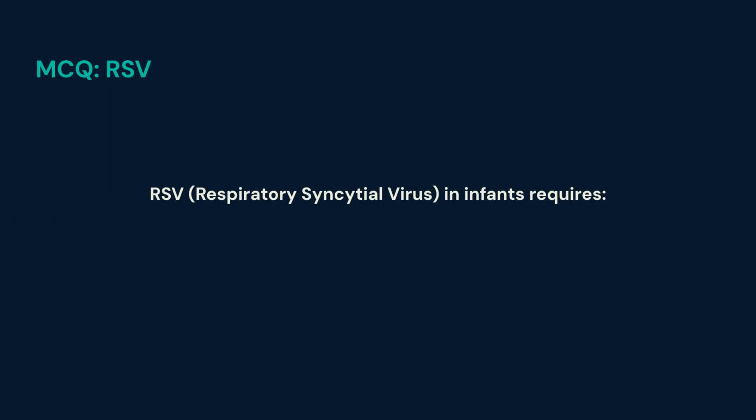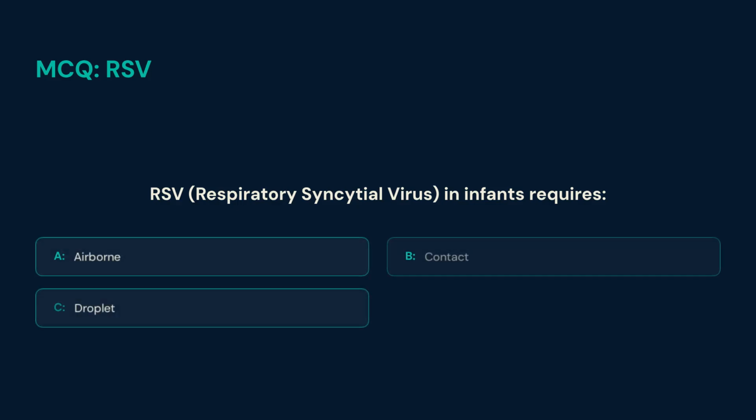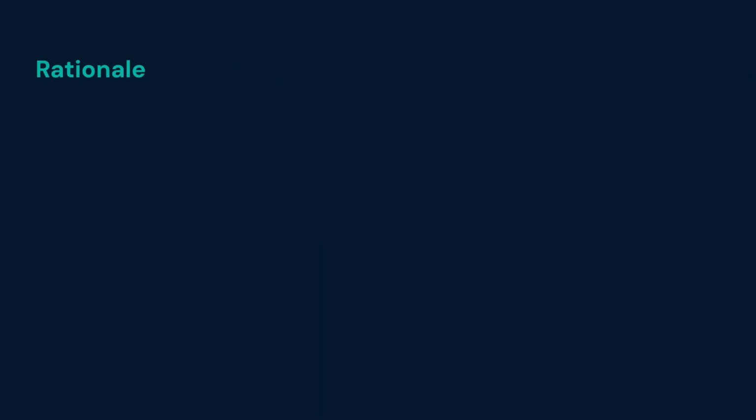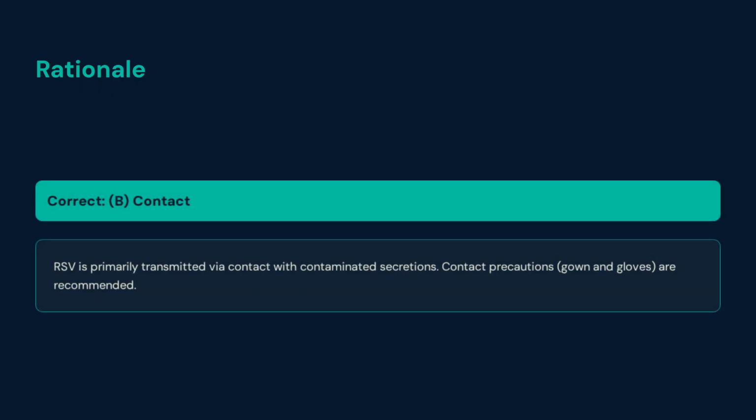Next, let's consider respiratory syncytial virus, or RSV, in infants. RSV requires which precautions? A. Airborne, B. Droplet, C. Contact, or D. Both B and C. The correct answer is D. Both B and C. RSV is primarily spread by large droplets and direct contact with secretions, necessitating both droplet and contact precautions.